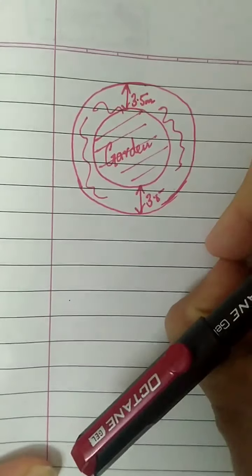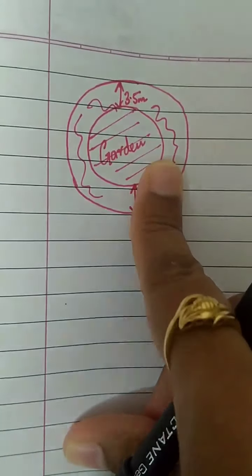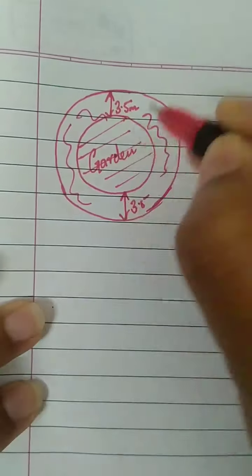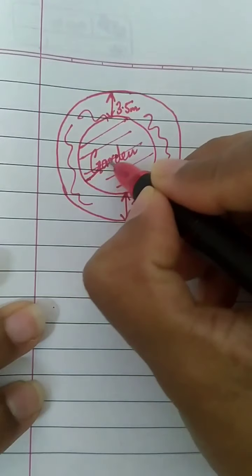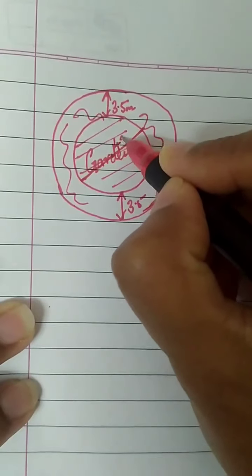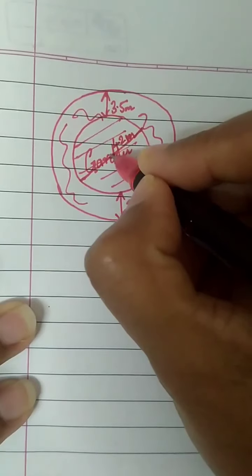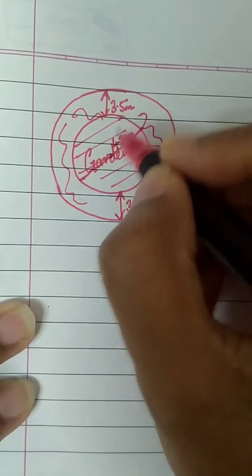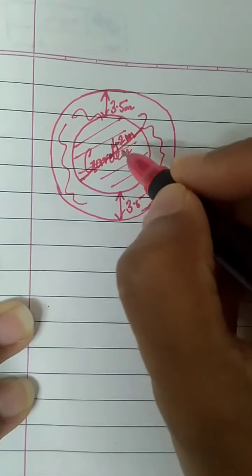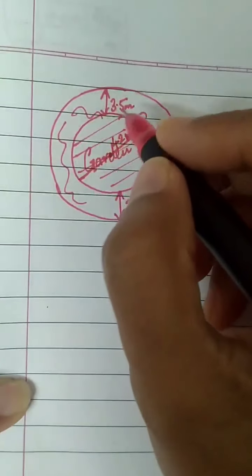Now, we need the radius to find out the area. What do you know about the garden? They have given the diameter of the circular garden is 42. Suppose if this is the center, diameter means the segment passing through the center. Diameter is given as 42 meter. So what will be the radius? Radius will be half of 42, 21. So with the radius we can get the area of this garden.